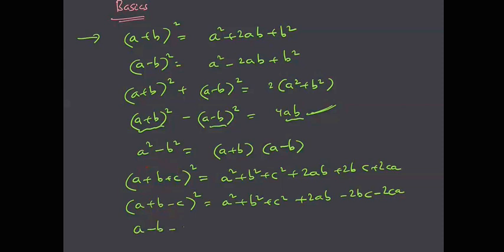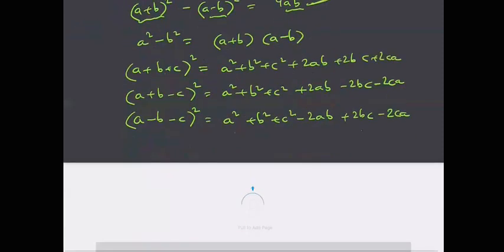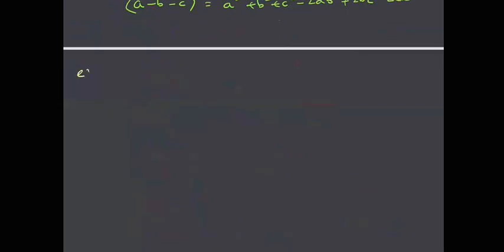Suppose you have (a − b − c)², it will be a² + b² + c² and minus 2ab, and minus b into minus c is plus bc, so it is plus 2bc and minus 2ca. So minus 2ab plus 2bc and minus 2ca. You need to remember all these identities. Let us just take a quick example of how this is useful.